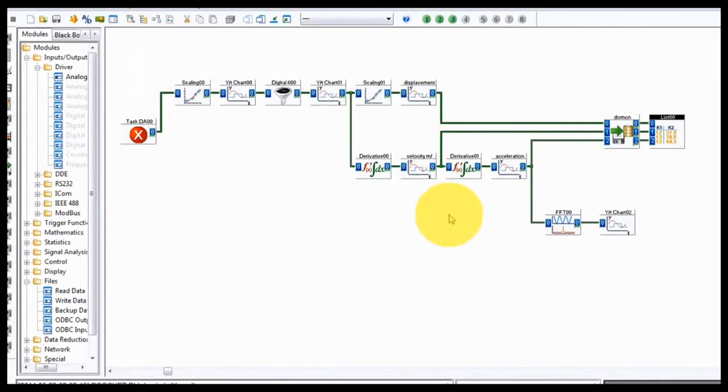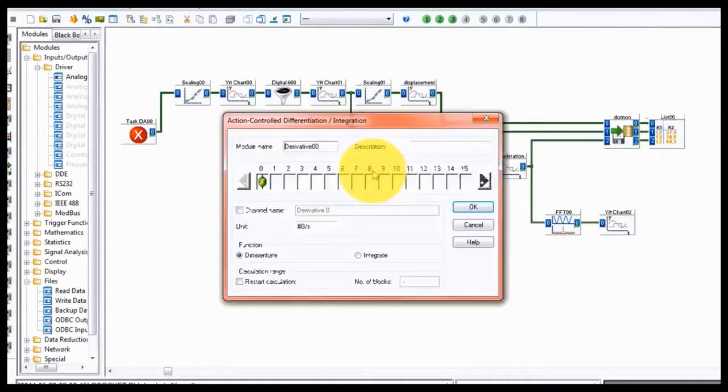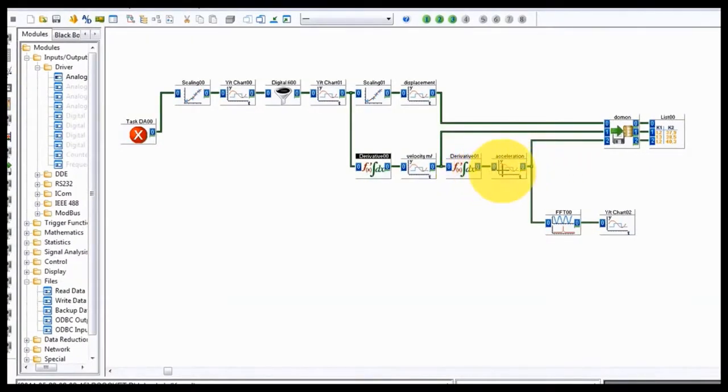Next, we are going to find the velocity from the displacement data we got before. So we use the derivative here, and we use differentiate, because from displacement we need to differentiate the equation so that we can get the velocity. And now we are going to proceed to acceleration, because we are going to use acceleration to get the FFT value. From the acceleration we are going to find the FFT. So we just use the FFT module.